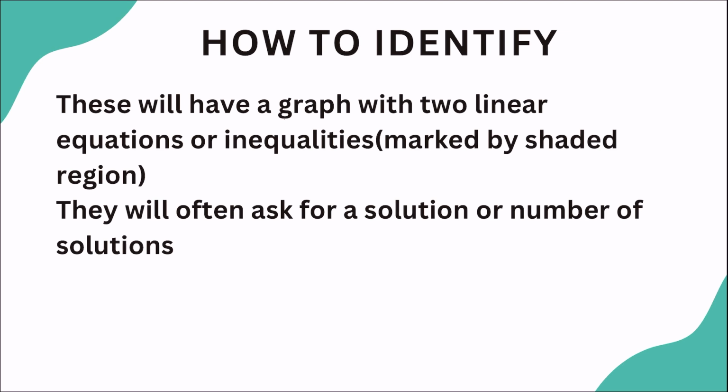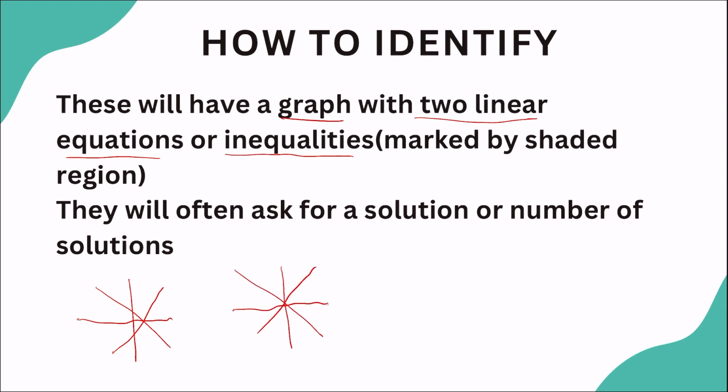So how do you identify this concept? Well, they're going to have a graph with two linear equations or inequalities. Now, linear equations is just another way to say lines. And so in our xy axis, they could look like that. Now, inequalities will look similar, but they will be marked by shaded regions.